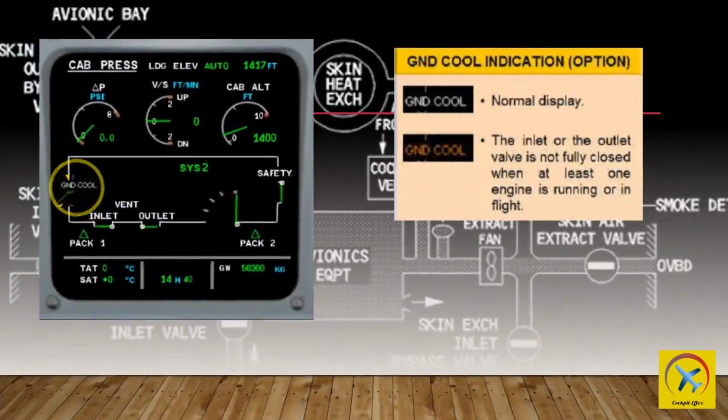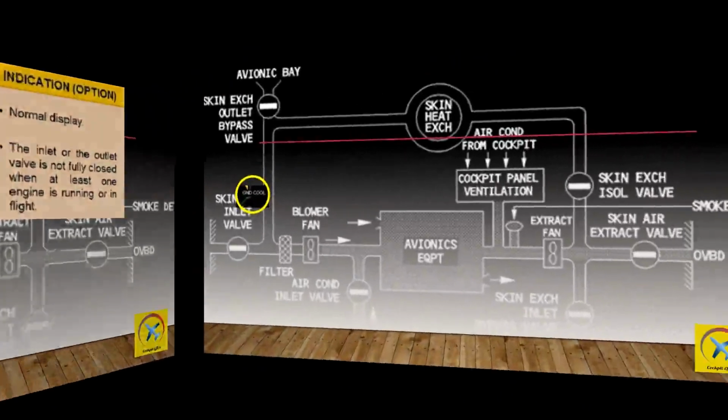The ground cool valve is optional and can be found on the Airbus 330. This valve displays white and green if it is normal and fully closed or not fully closed. It displays amber when the inlet and outlet valves are not fully closed when at least one engine is running or during flight.